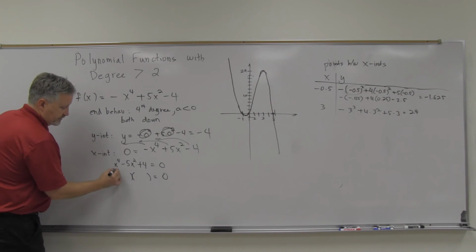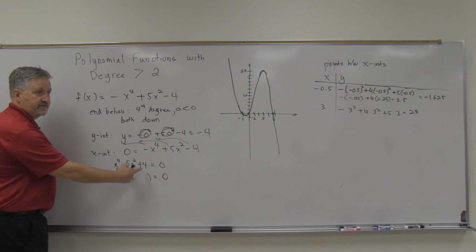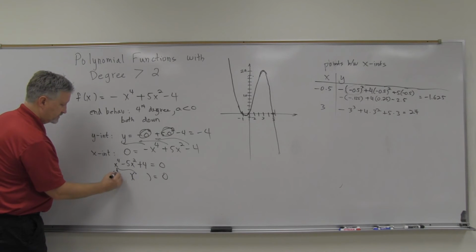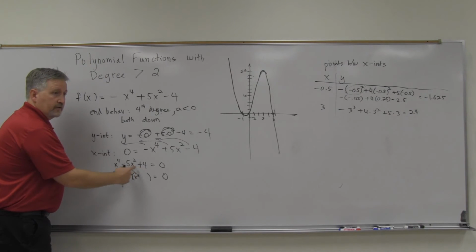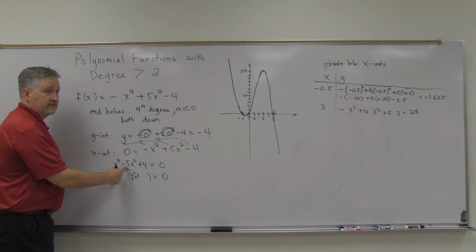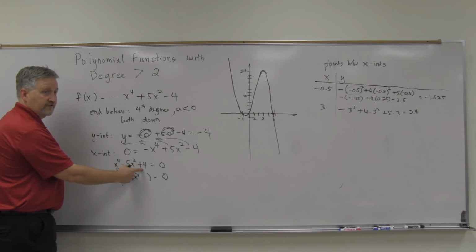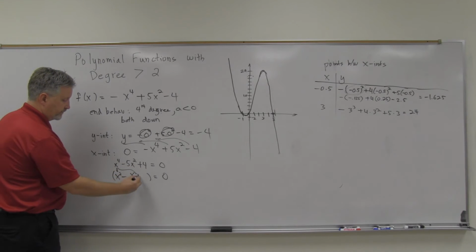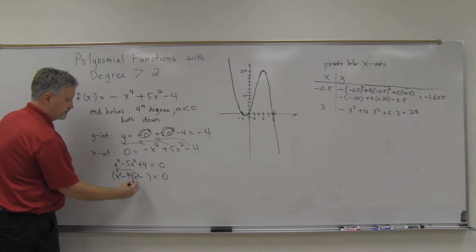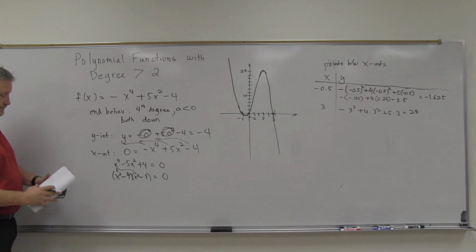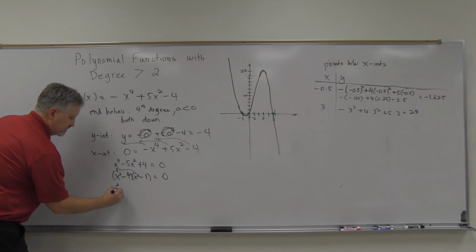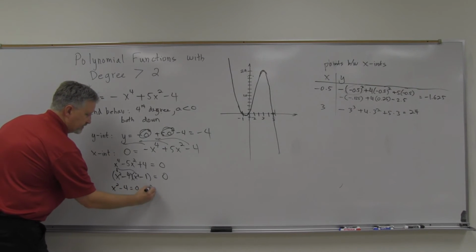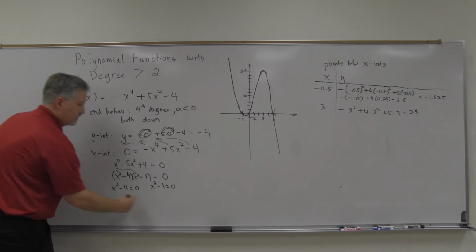Here's the way I look at it: you've got x to the 4th, so both of these should be x squareds, right? X squared here, x squared here. Then we've got a plus 4 with a minus 5 in the middle, so to be a positive 4, I need both of them negative, right? And 4 and 1. And so that's going to give me x squared minus 4 equals 0, x squared minus 1 equals 0.